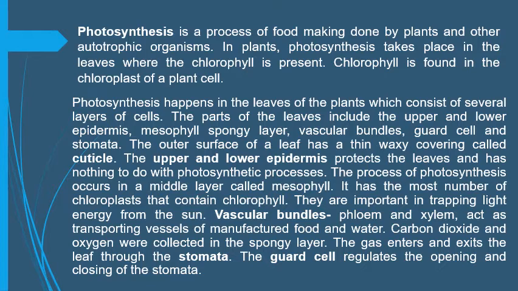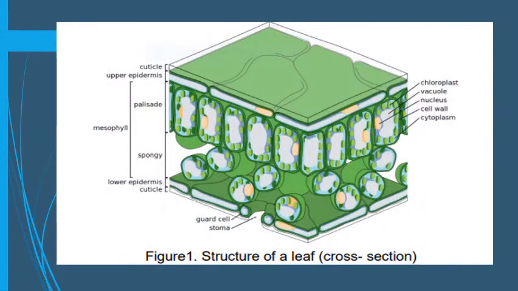Vascular bundles, phloem, and xylem act as transporting vessels of manufactured food and water. Carbon dioxide and oxygen were collected in the spongy layer. The gas enters and exits the leaf through the stomata. The guard cell regulates the opening and closing of the stomata. This is the structure of a leaf. Cross-section.